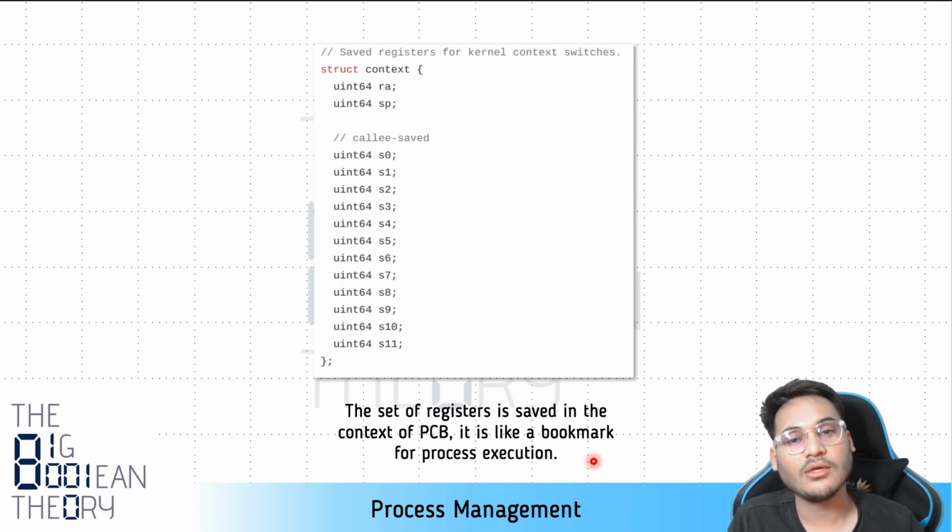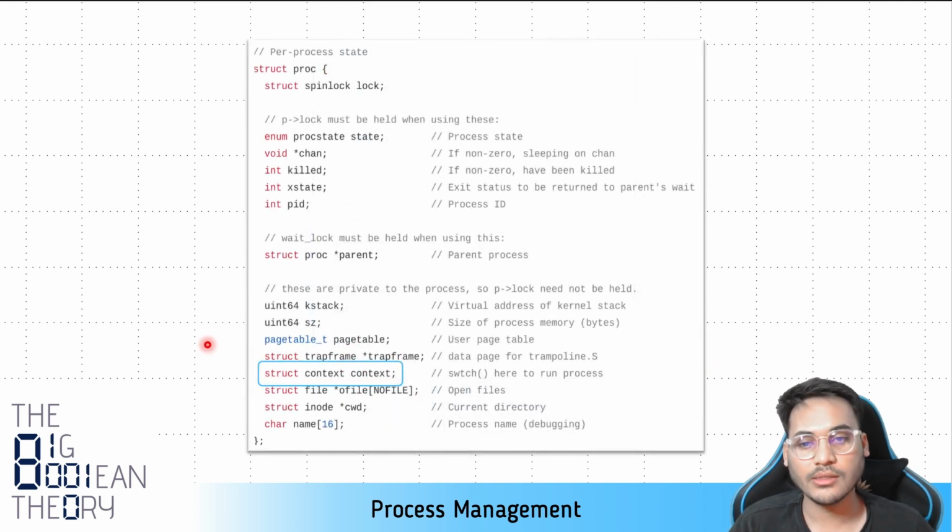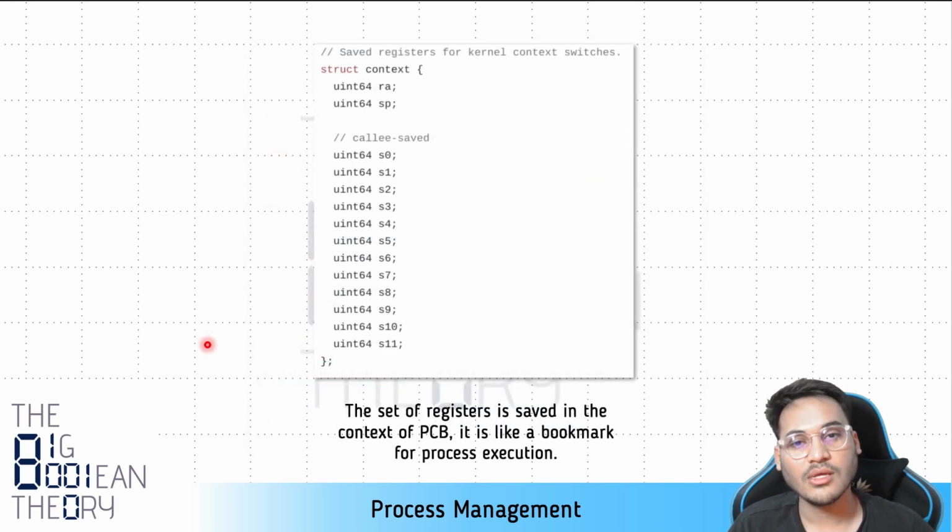In the same way, context is like a bookmark. What the context does is very similar to what a bookmark does. In the case of process execution, we save the state of registers in the context. We take a snapshot of the register state, the contents of the registers, and put it in the context which lives in the process control block. This serves the same purpose as the bookmark does when we are reading books. Basically, we want to resume the process execution exactly at the same point at which we left it, at which we halted it, you can say.